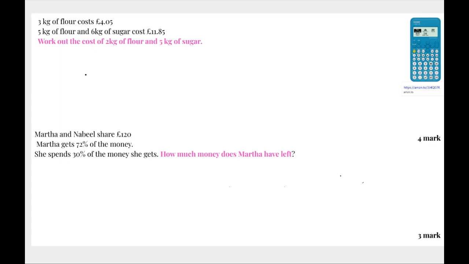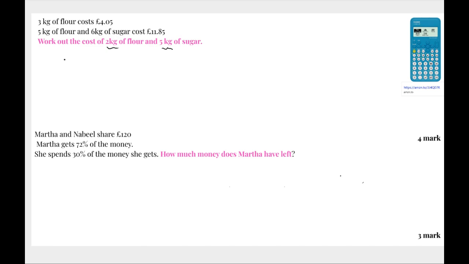This is another Foundation Paper 2 Quickfire Revision 2023 paper, Edexcel. 3 kilograms of flour costs £4.05. 5 kilograms of flour and 6 kilograms of sugar cost £11.85. It's asking us to work out the cost of 2 kilograms of flour and 5 kilograms of sugar.